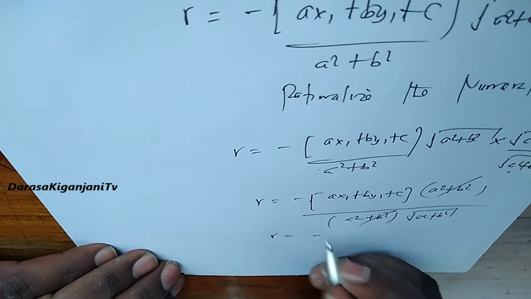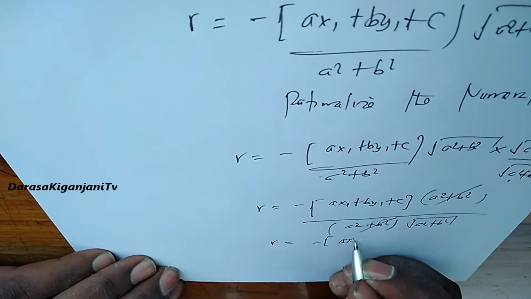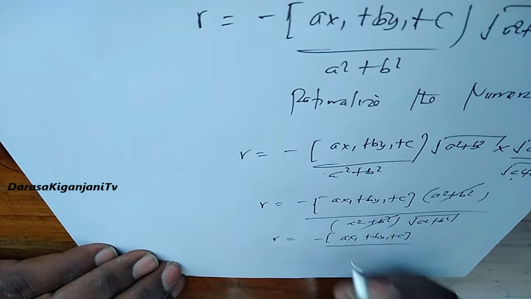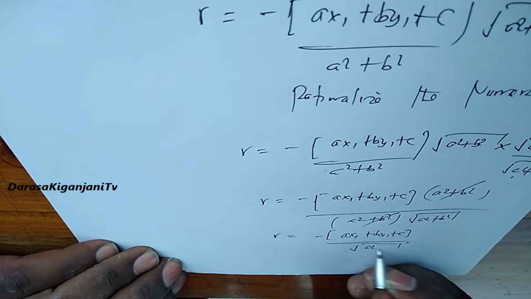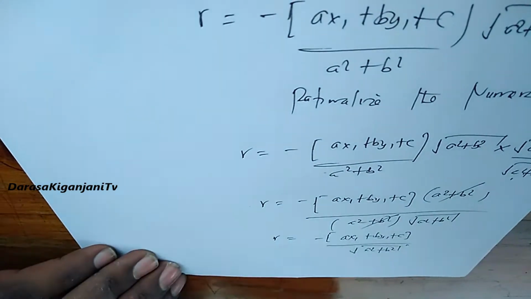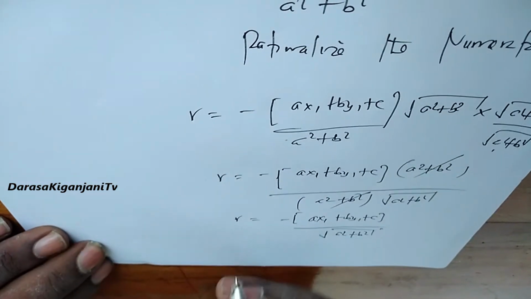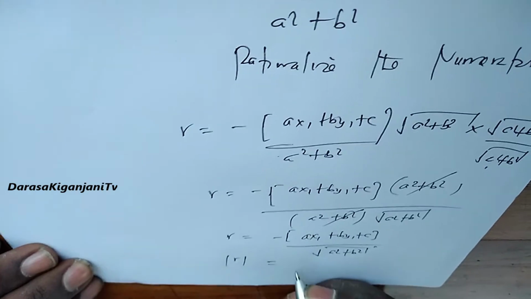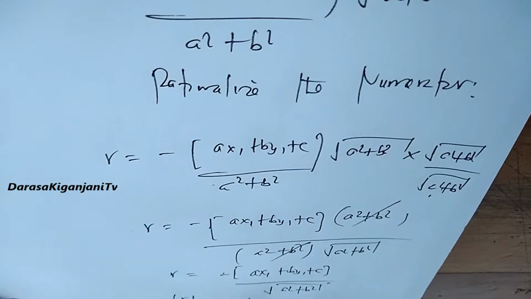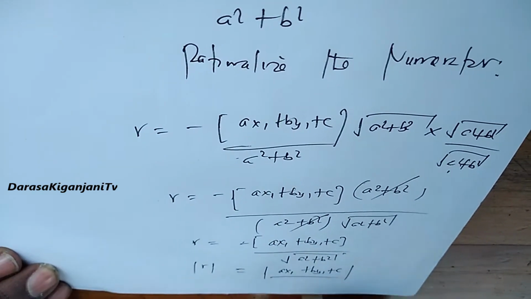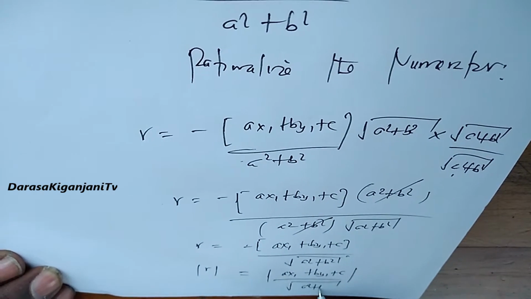So R is equal to negative AX1 plus BY1 plus C divided by root of A square plus B square. But mind you, here we are dealing with distance. R is a distance, so always distance is expressed in a positive value, magnitude. So we are going to say R is equal to the magnitude. The negative will perish out, AX1 plus BY1 plus C over root of A square plus B square.